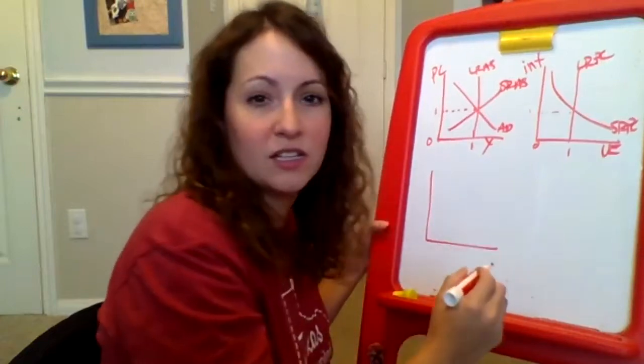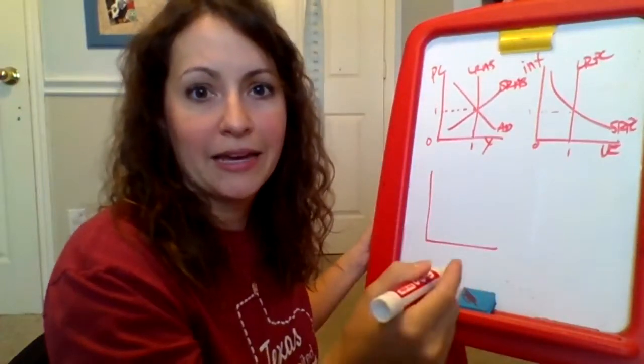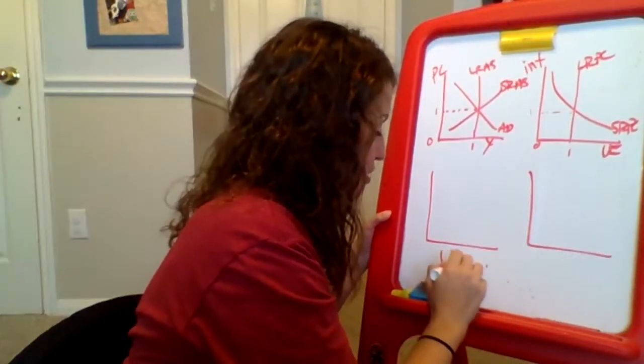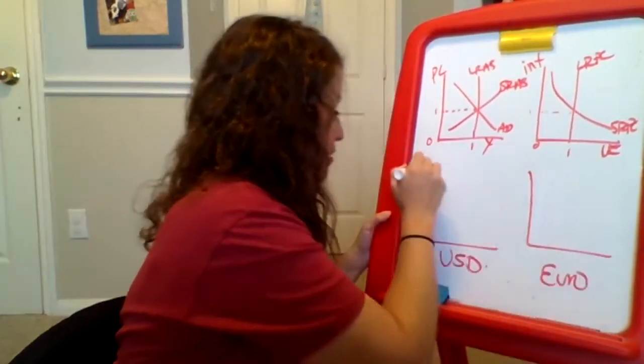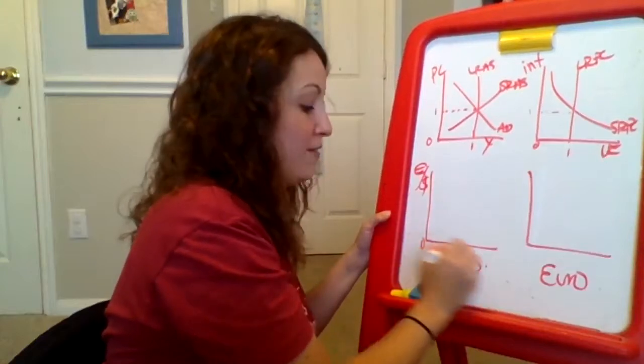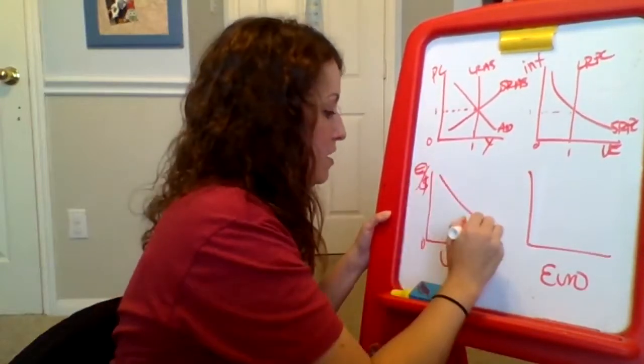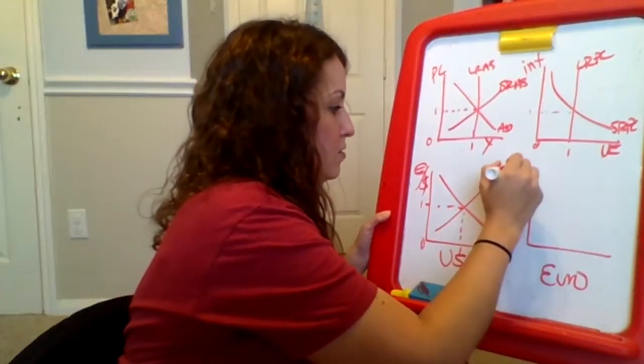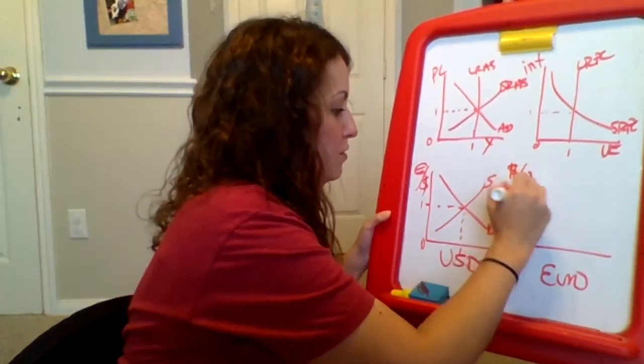And let's talk about currency. Let's do the dollar and the euro. US dollar, euro over dollar. Remember, whatever's in the denominator is what that graph is. Demand, supply. And then this is going to be dollar over euro.